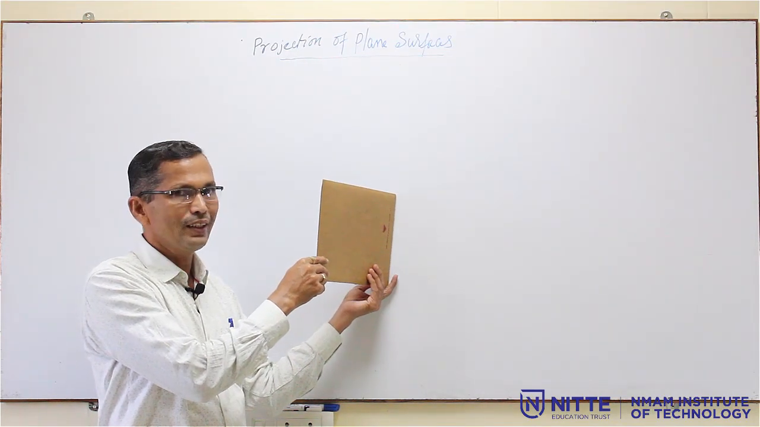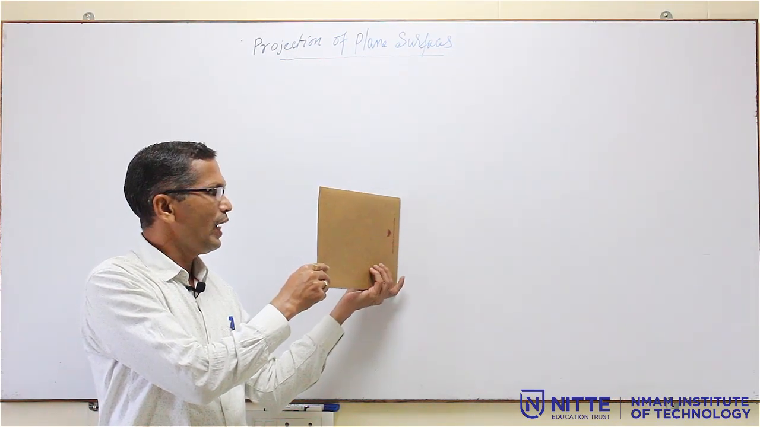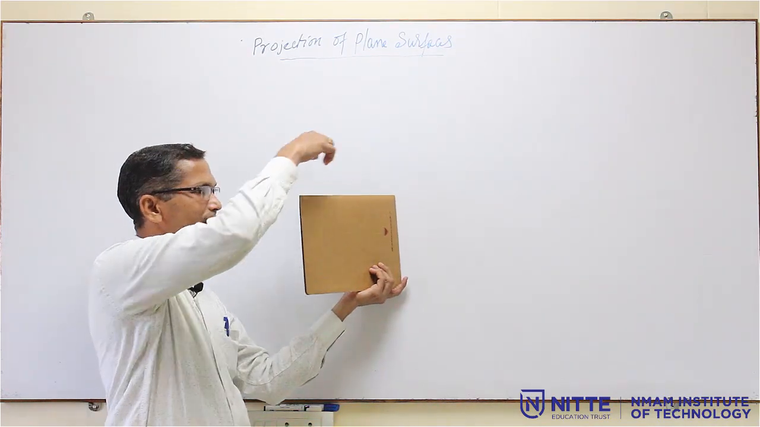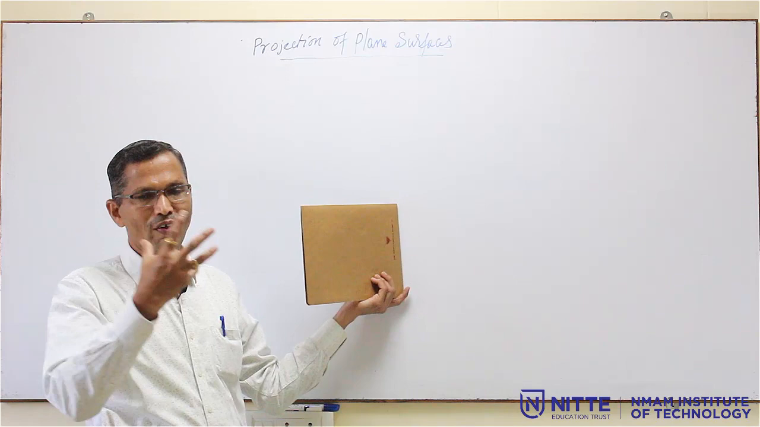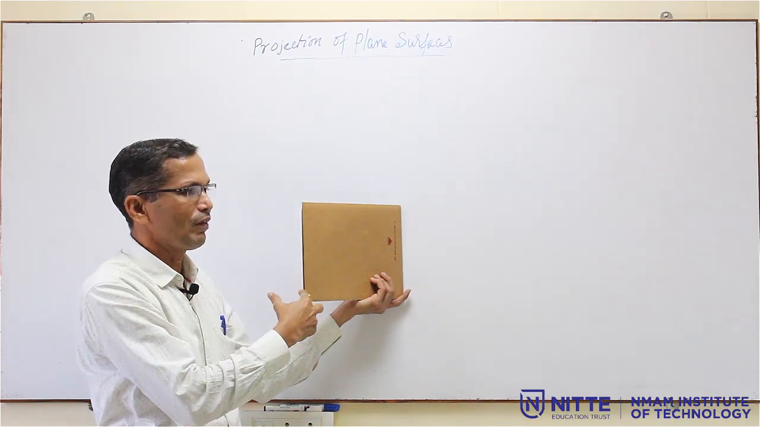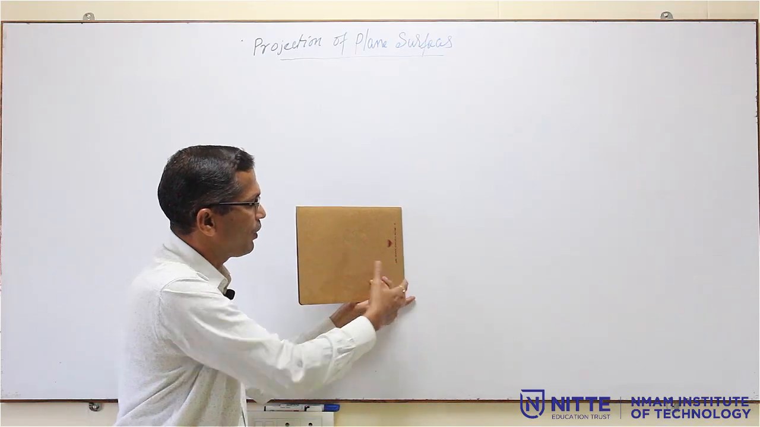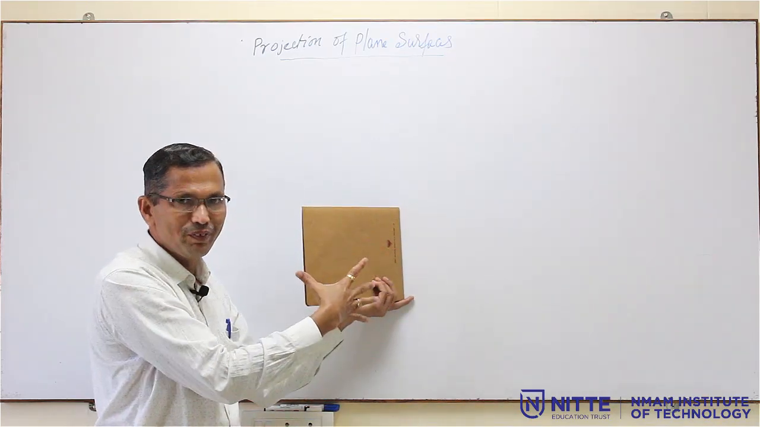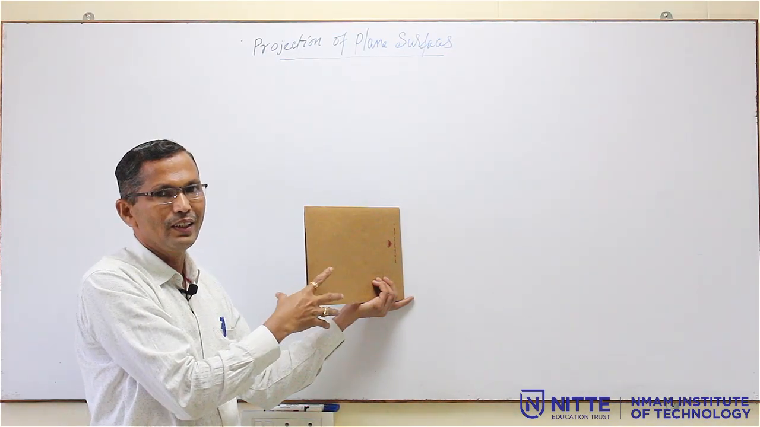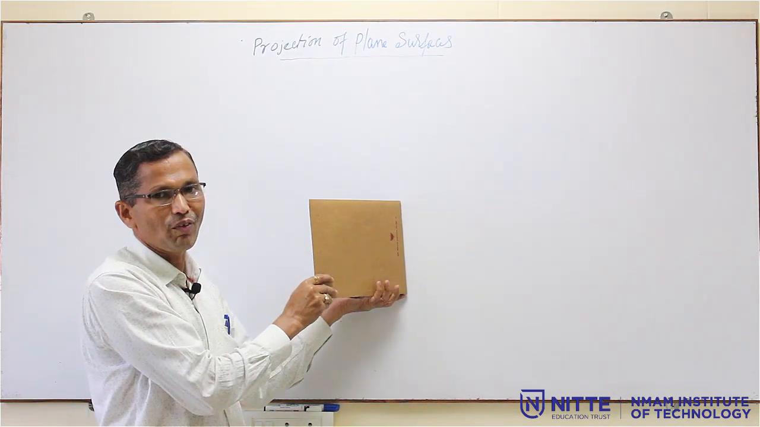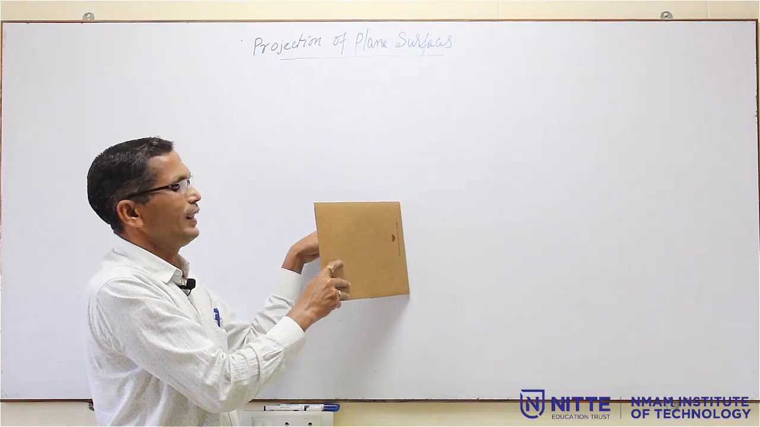Further I will increase. So, at one inclination, what happens? The front view looks like a square. What is the size of the square? It will be 50 into 50, this also will look like 50 only. Is it clear? So, in one position the front view looks like a square. You have to find what is that inclination.